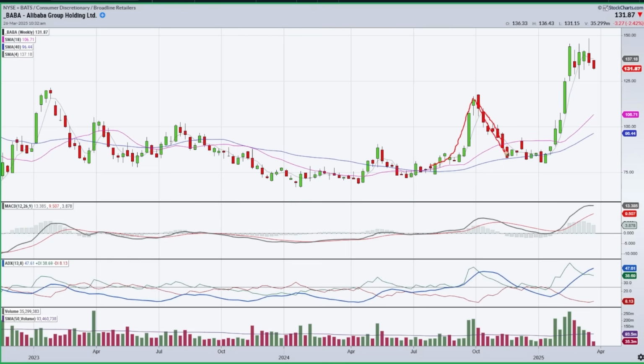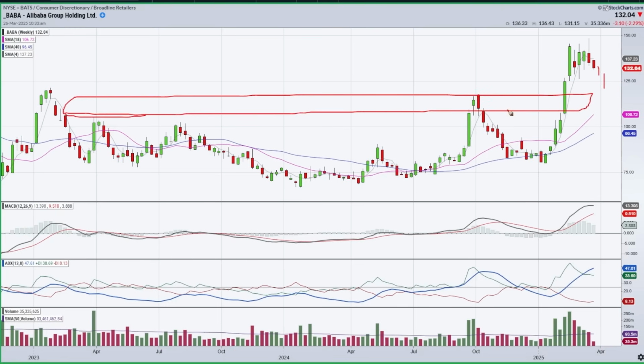Well, the pullback was really, really hard, and it ended up forming this kind of zigzag. It would have been a very tough trade. Now, it ended up making another really strong bull move. So if you just bought the pullback, didn't use a stop or anything like that, or you gave it a lot of room, you would have been fine. But for most people, I think, who were trying to trade this, I think it would have been a little bit more difficult.